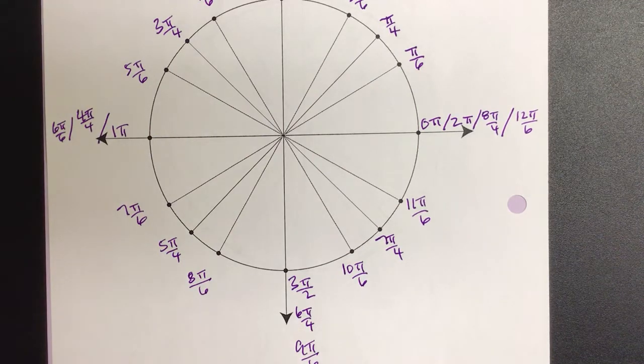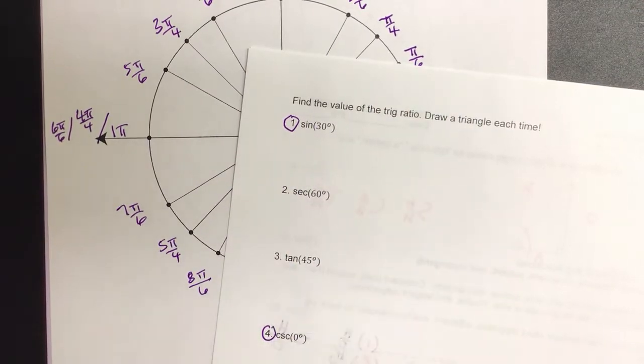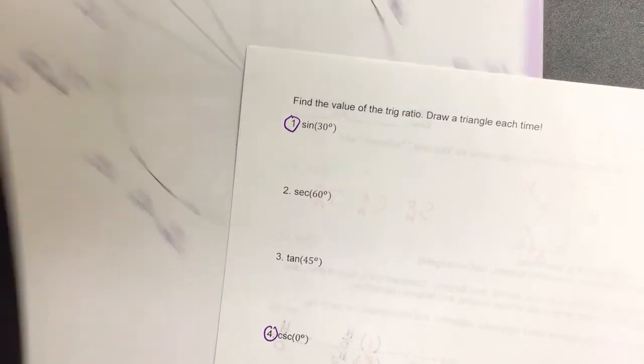Maybe 2. I'll give you 2 examples. Okay, let's circle number 1 and 4. Number 1 and number 4. And as we find the answer, we're going to transfer them into the unit circle.